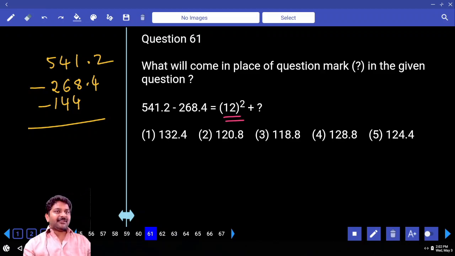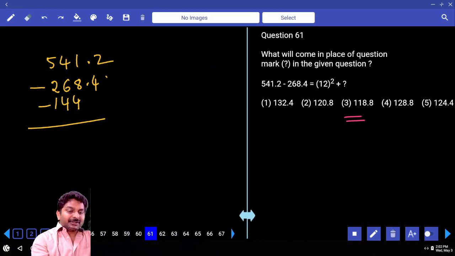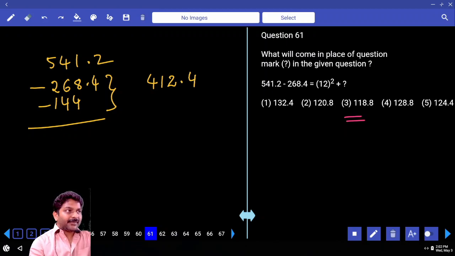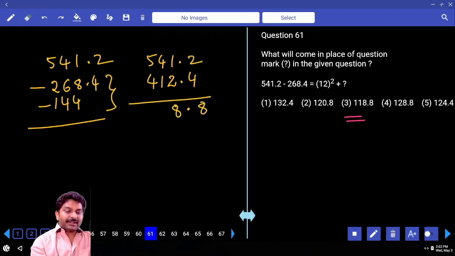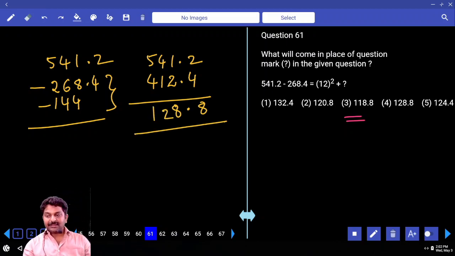So now, can we verify by the last digit? Two options are ending with 0.4, three options are ending with 0.8. But let's see, the sum of both the negative numbers together is equal to 412.4, correct? 541.2, right. This is 0.8, this is 0.8, this is 2, 1, 128.8.